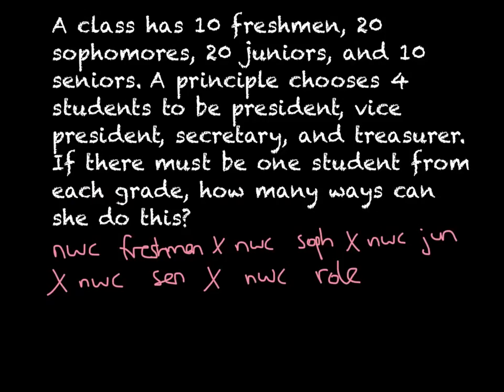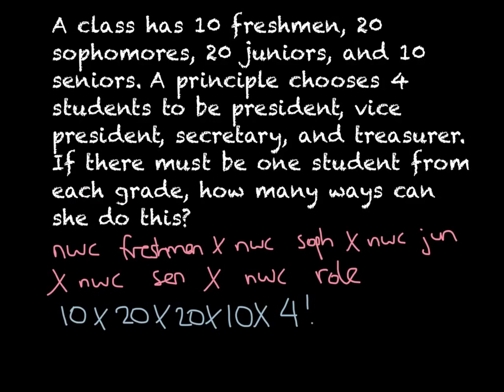So just like in our last example, the number of ways she can choose freshmen is 10 combination 1, or just 10. For sophomores, 20, juniors, 20, and seniors, 10. And then the number of ways she can rearrange the roles. There are 4 roles total, so the number of ways to rearrange that is 4 factorial. So we get, as our final answer, 960,000 ways.